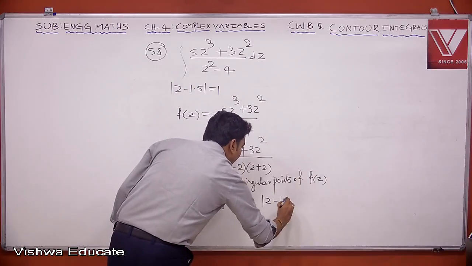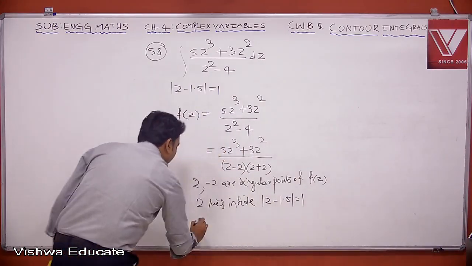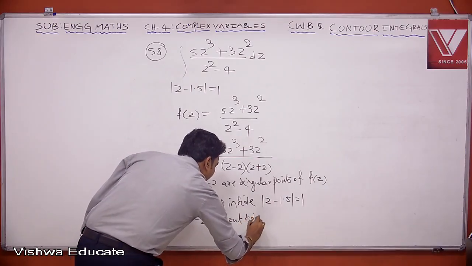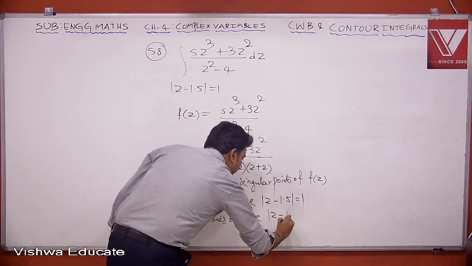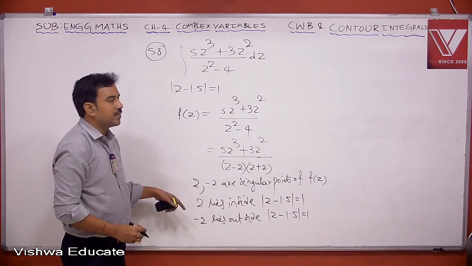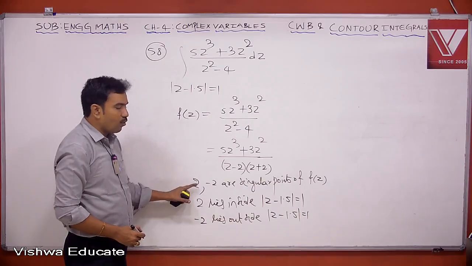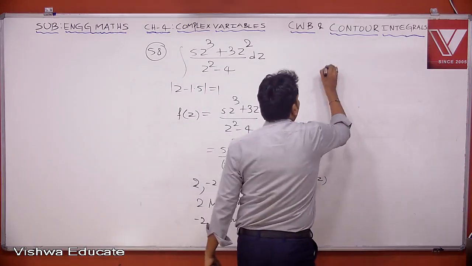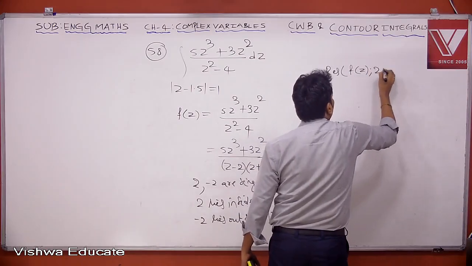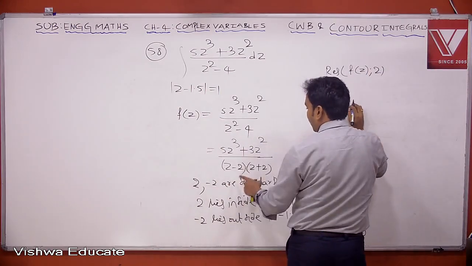Modulus of z minus 1.5 equal to 1. But minus 2 lies outside the circle modulus of z minus 1.5 equal to 1. One inside, one outside. So you find the residue of this function only at 2. So what is the residue of the function f of z at 2? Here 2 is a pole of order 1 only.